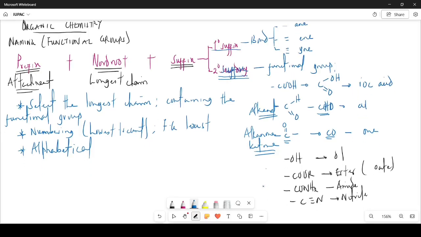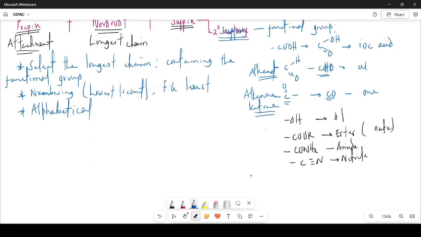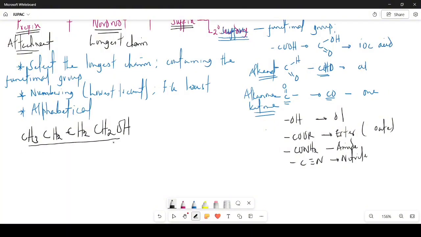So now let us take an example of a compound, then let's name it. Then you see that naming is quite simple. Suppose you are given a compound like this. You have CH3, CH2, another CH2, then let's put another CH2, then you have OH. So what's the longest carbon chain? Of course, this straight chain is the longest carbon chain. Is there any attachment? There is no attachment. If there is no attachment, you just name it directly.